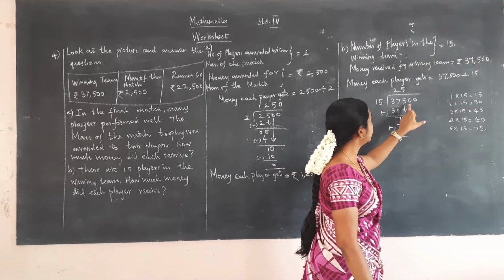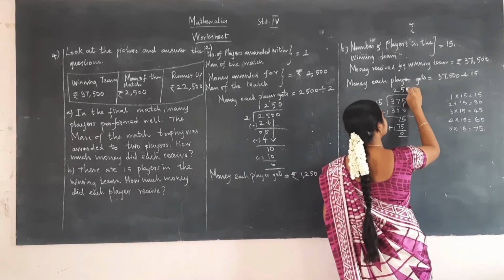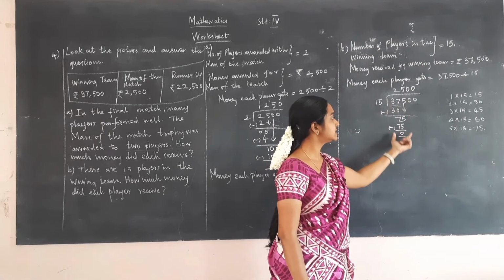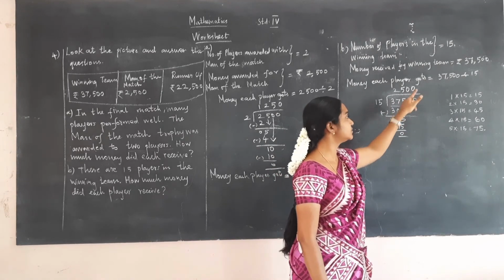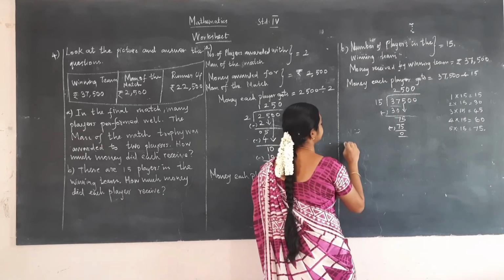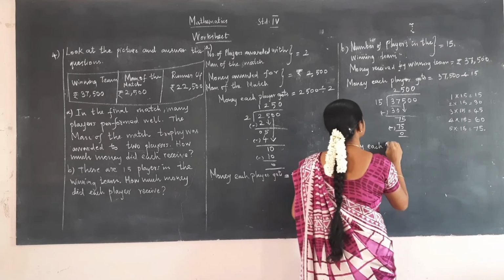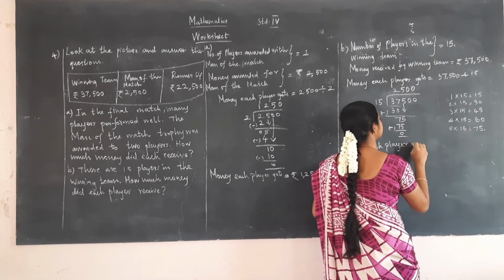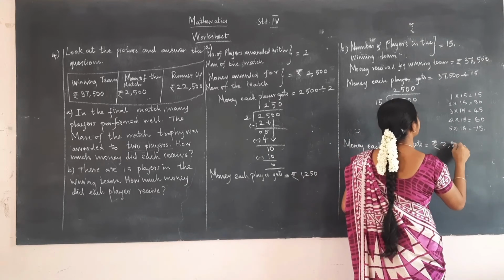But we have 2 zeros undivided. We have divided only 375, but we have remaining 2 zeros. So we have to add 2 zeros in the quotient. Money each player gets equals rupees 2500.